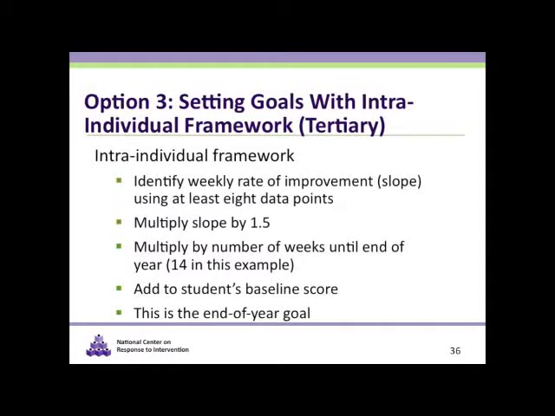Multiply this slope by 1.5. Remember, the student needs to not only maintain that growth, but increase it by at least half. Take this product and multiply it by the number of weeks until the end of the school year. Add this product to the student's baseline score. This sum is the end of the year goal.